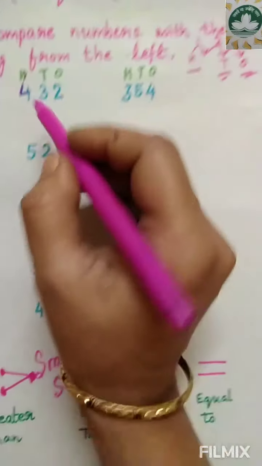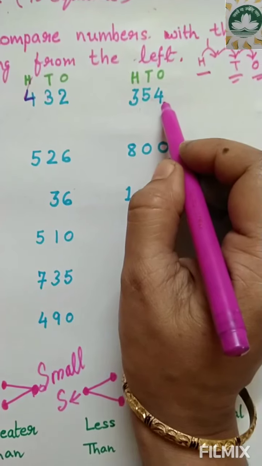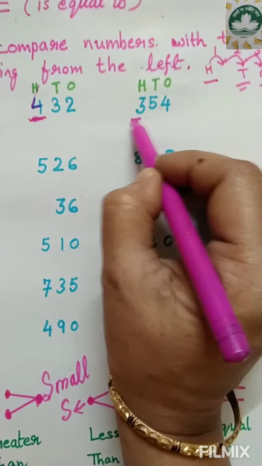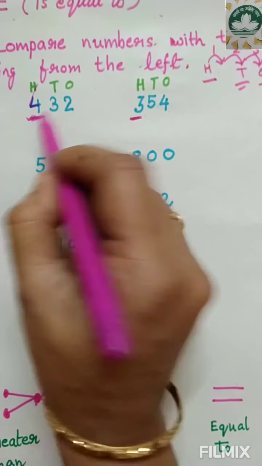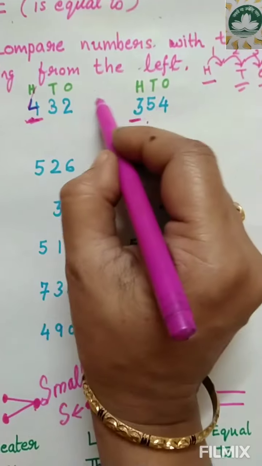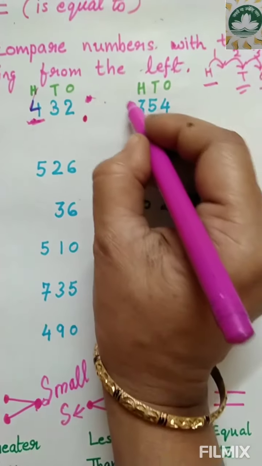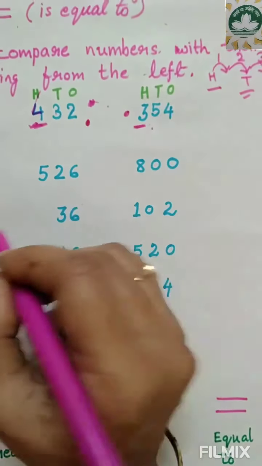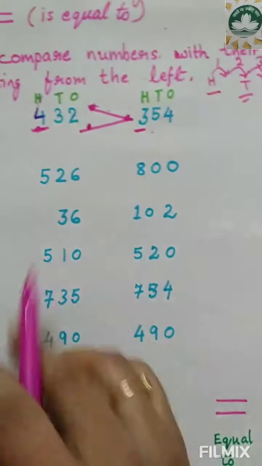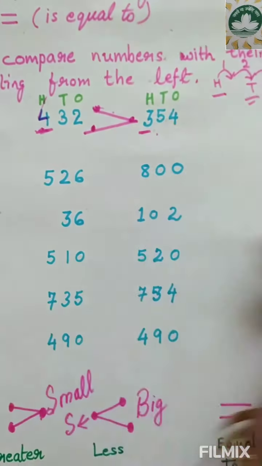So let us start here. Suppose 432, 354. There are two numbers. Now we will compare the first place number. So here you can see 4 and 3. So which is greater? Which is big? 4 is the big number. So the number which is big we put 2 dots, and the number which is small we put 1 dot, and then we join the dots. So 432 is greater than 354.